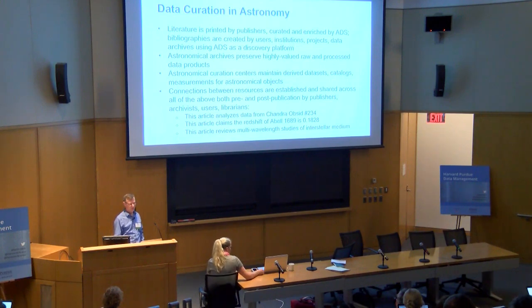There are funded archives in astronomy that have been set up to preserve highly valued raw and processed data products. The Hubble Space Telescope is one such example. And then there are funded archives that are in charge of creating catalogs and collections out of the measurements that come from these large and expensive data sets.